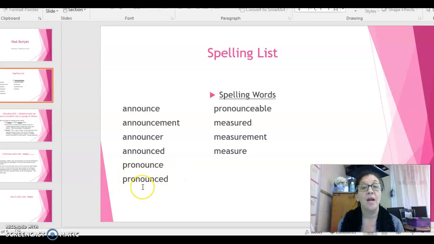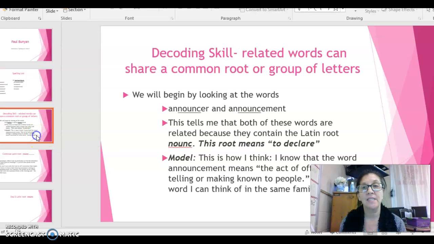pronounced, pronounceable, then we have measured, then we have measurement, and then we have measure. Do you see anything in common with a particular group or a couple of words, perhaps? Let's see if you were correct. Let's take a look at our next skill.